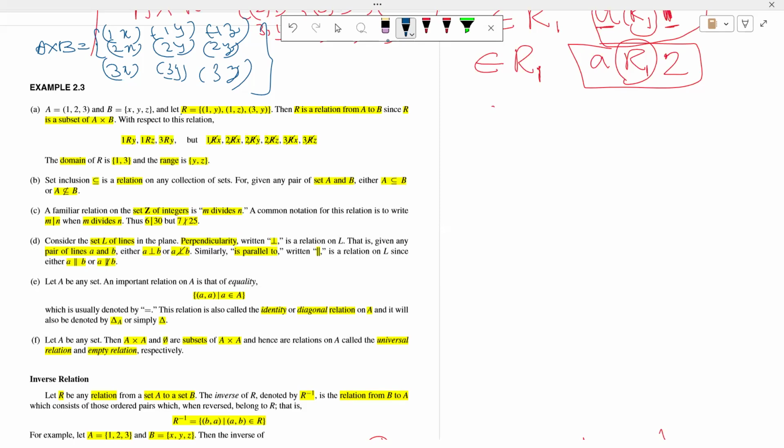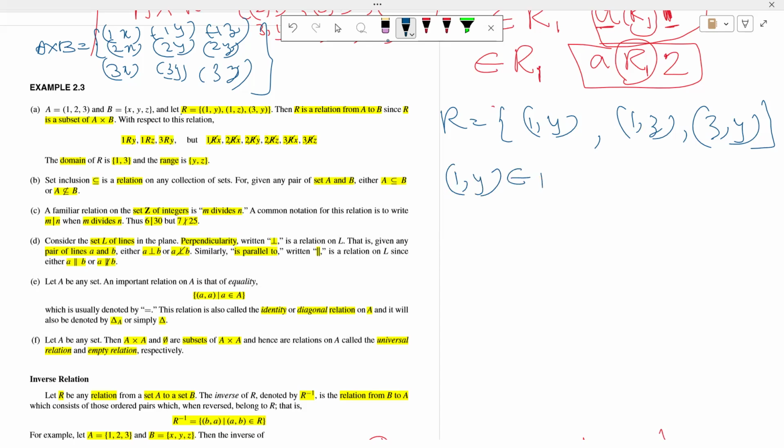Now we can write this relation, right? This relation R contains three ordered pairs: 1 and y, 1 and z, 3 and y. These are the three ordered pairs, right? Now we can write this one this way: 1 comma y belongs to R. Similarly, 1 comma z belongs to the relation R. Similarly, 3 comma y belongs to R, right? This is one way we can write.